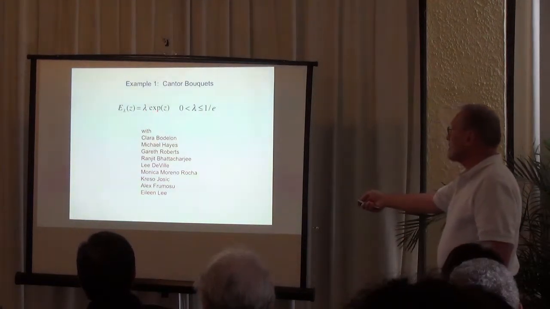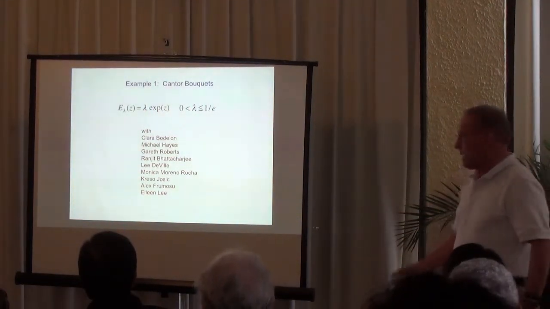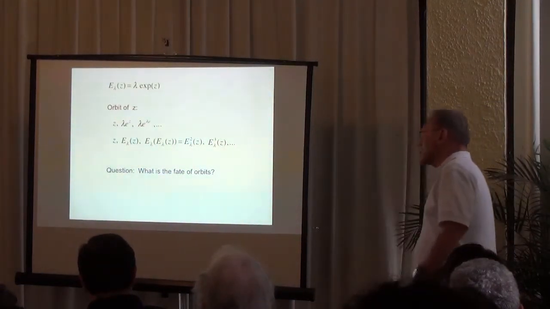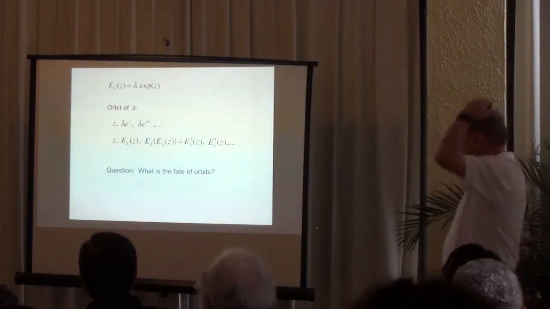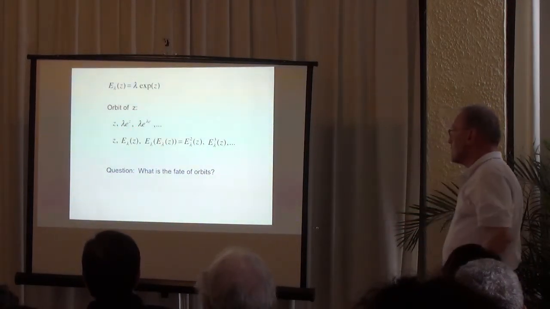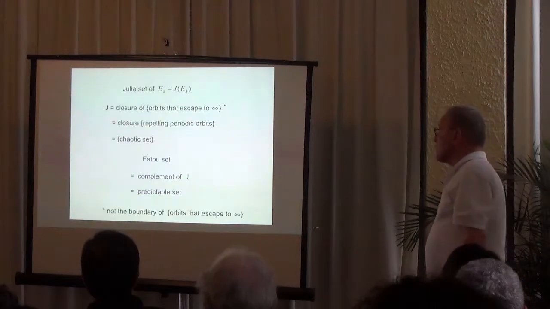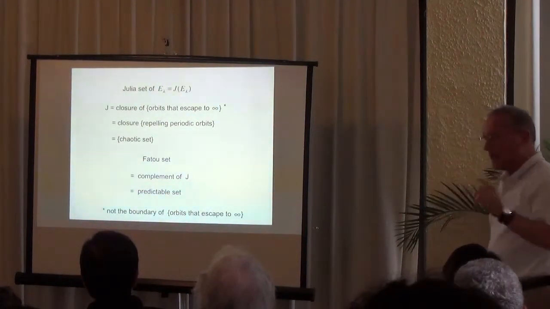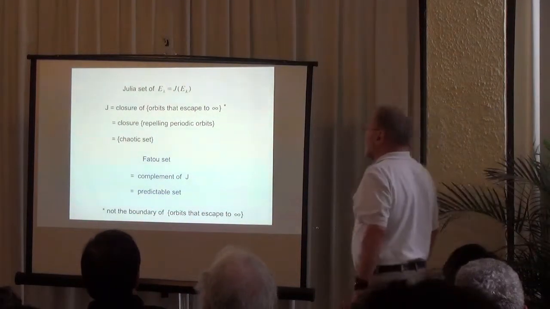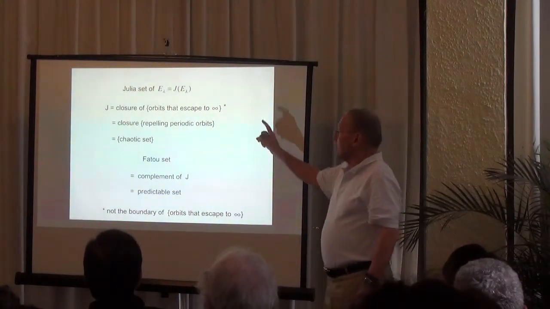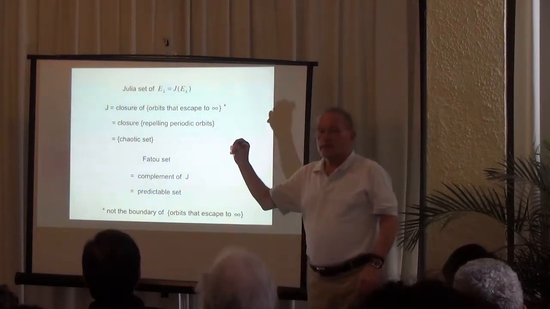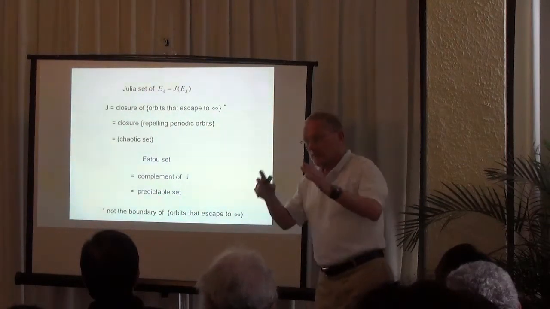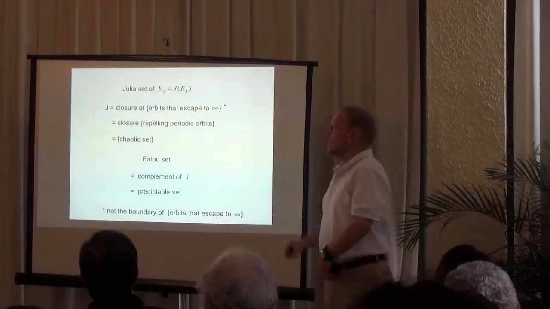We're going to look at lambda e to the z, where lambda is less than or equal to 1 over e. Okay, we've seen this a thousand times. Anyway, we're going to iterate the exponential function z, lambda e to the z, lambda e to the z. And the question is, what's the fate of orbits? As we all know, there are two types of orbits, and the Julia set. Now, because we're dealing with an entire function, the Julia set of e to the z is the closure of the set of points that escape to infinity. Not like in the polynomial case where it's the boundary of things that escape, it's the closure of things that escape.